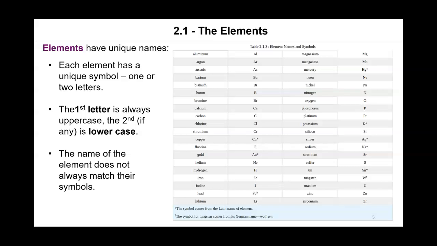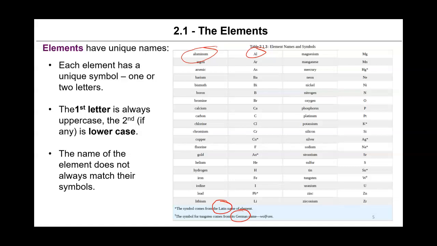Now, sometimes the name of an element doesn't line up with the symbol. That is because for some elements, their symbols are derived from Latin, and in one case, the element symbol is derived from German. So for this reason, you will always be given a list that contains both names and chemical symbols. So make sure to double check.